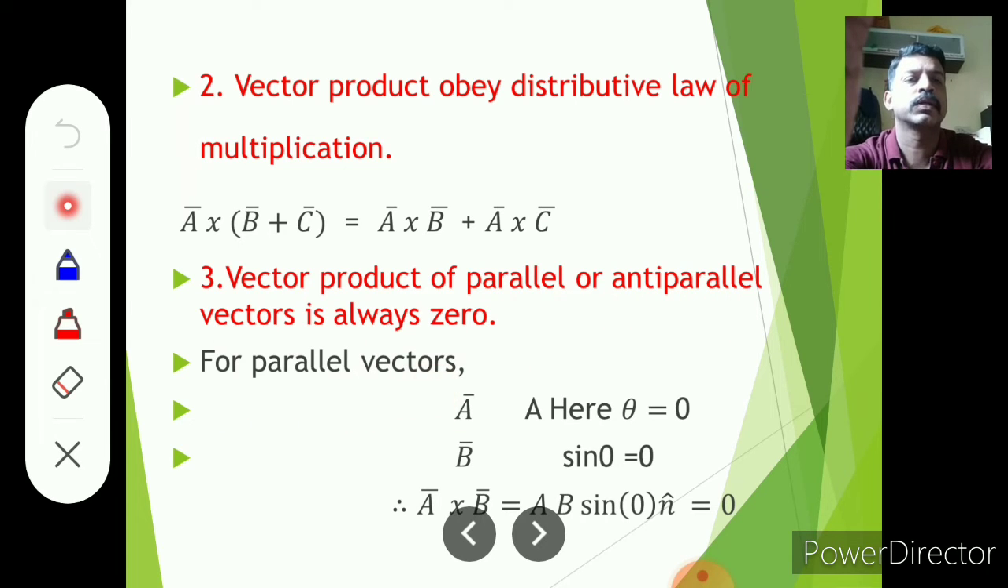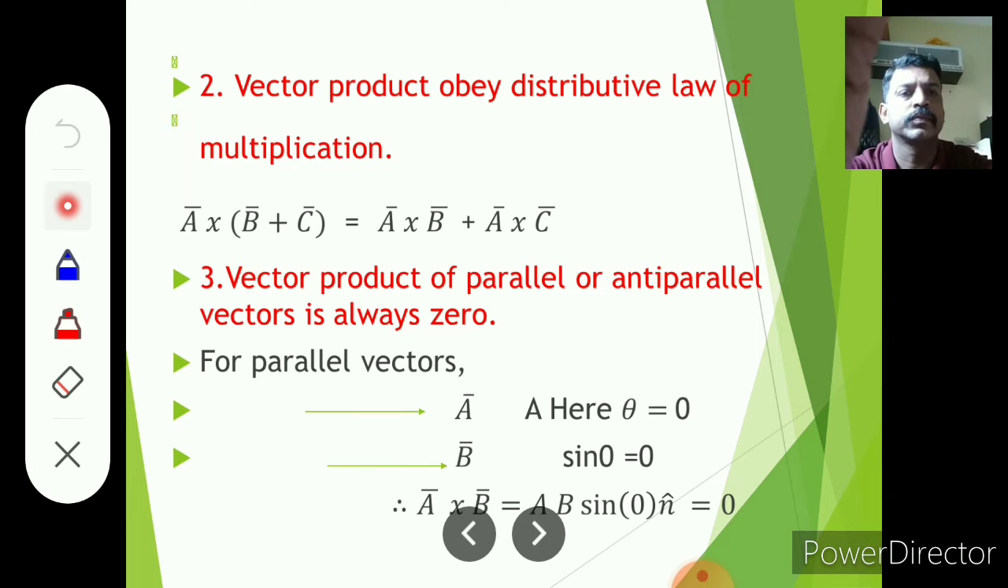For parallel vectors, here A and B are the two parallel vectors, and between these two parallel vectors the angle theta is equal to 0. So sine theta is 0, or sine 0 is equal to 0, therefore A cross B is equal to AB sine 0, and therefore their cross product, the vector product, if they are parallel or anti-parallel, is always 0. So A cross B is equal to 0.